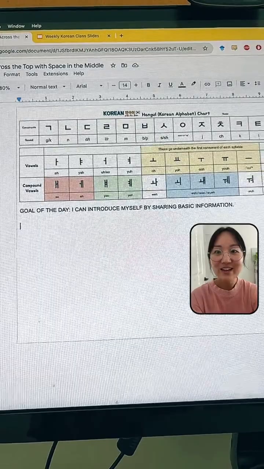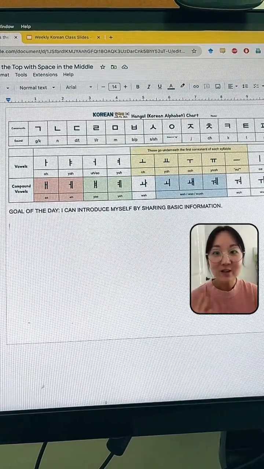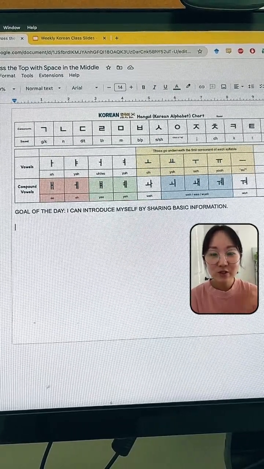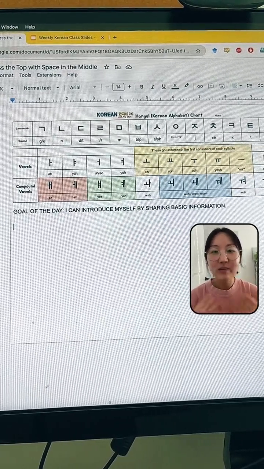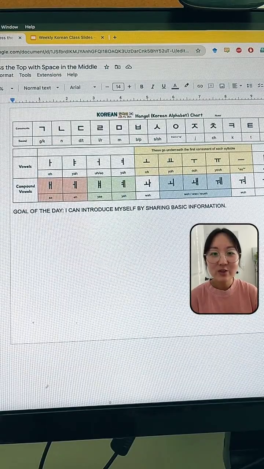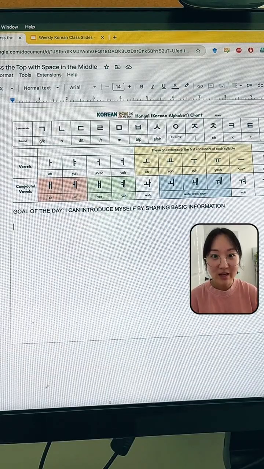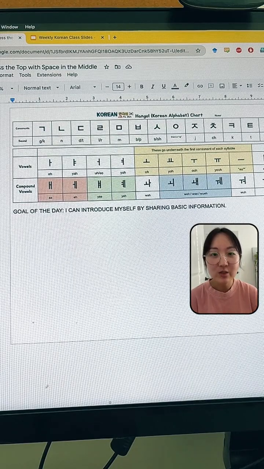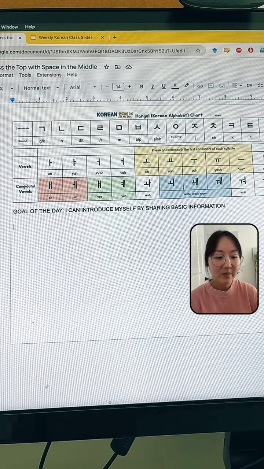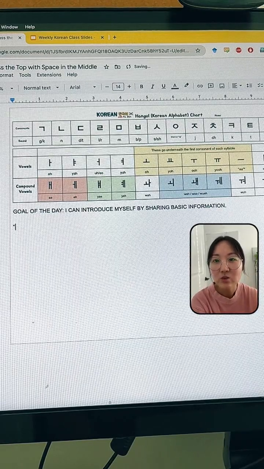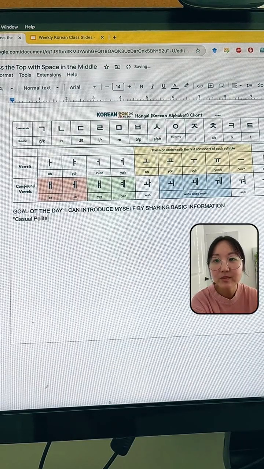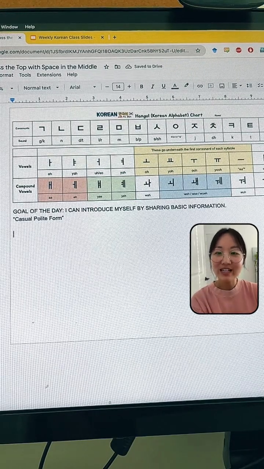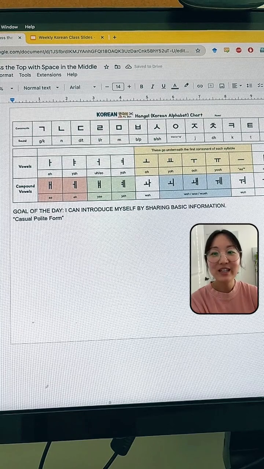Obviously, your name, right? So how do you introduce yourself? By saying your name. First of all, you want to say hello. Usually, if you're introducing yourself, you probably are meeting people for the first time, which means you should be speaking in a polite way. So today our verb conjugation is going to be where you're speaking politely, in the casual polite form.